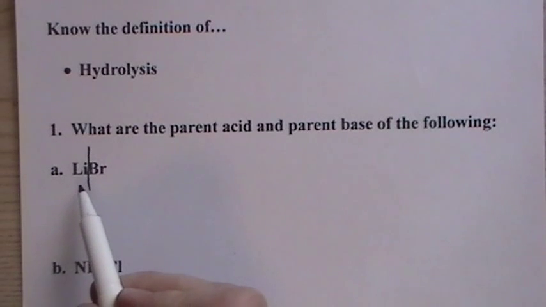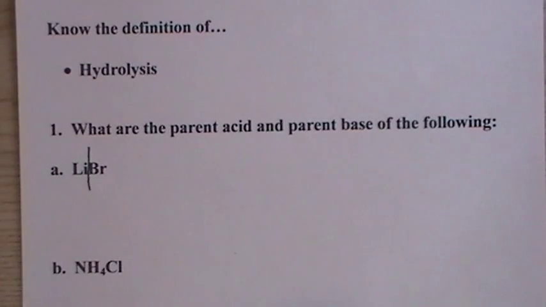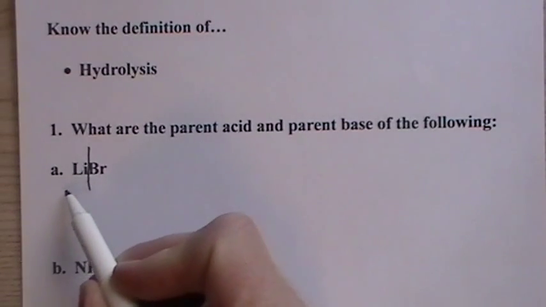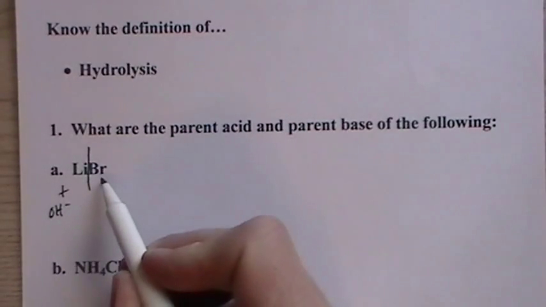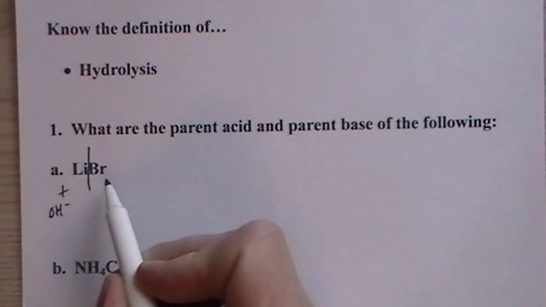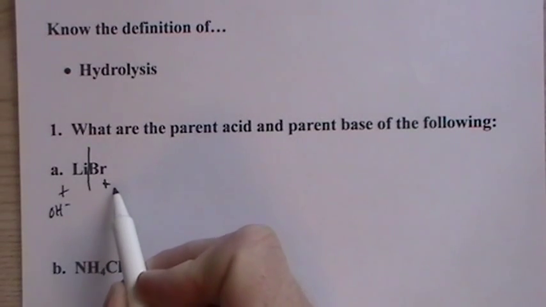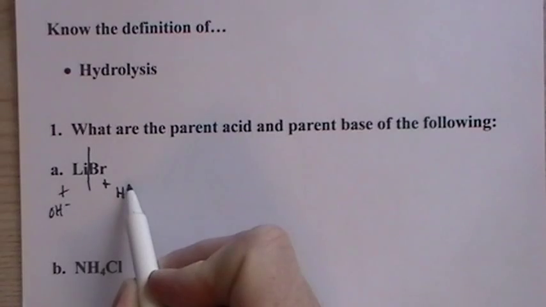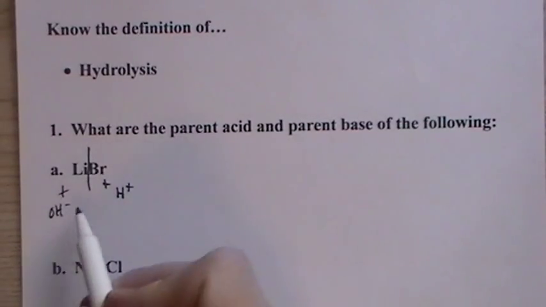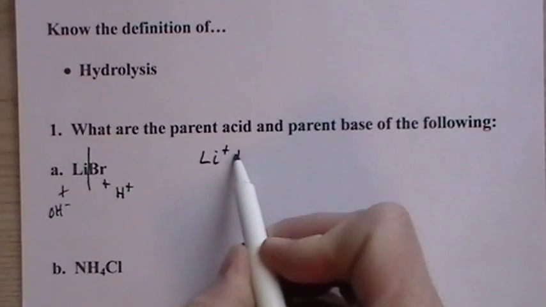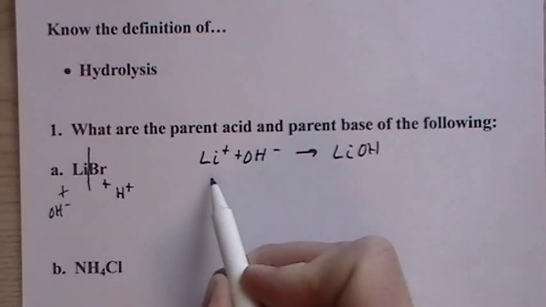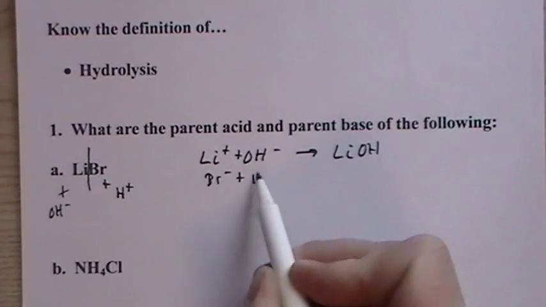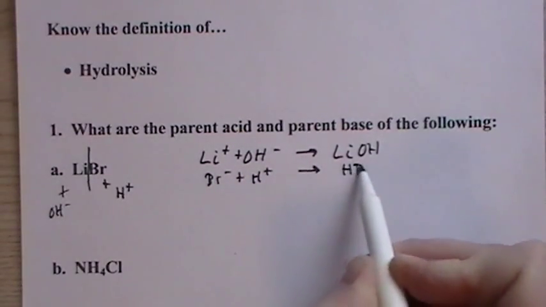The first part, the cation, generally a metal, is going to be coming from the base. And what we do is we add to it OH minus. And then the counter ion, the anion, came from the acid, and we add H plus. Well, when you have lithium ion plus OH minus, that goes to lithium hydroxide. Bromide plus H plus gives HBr.